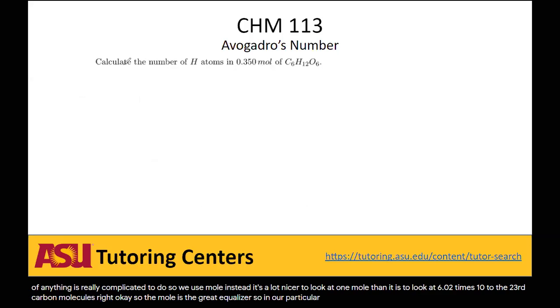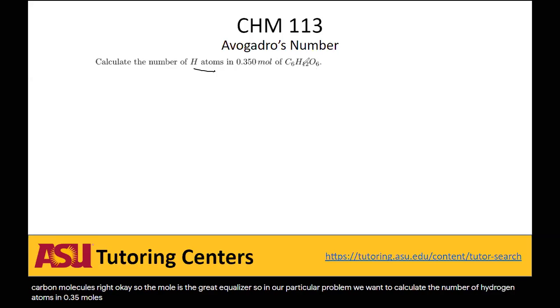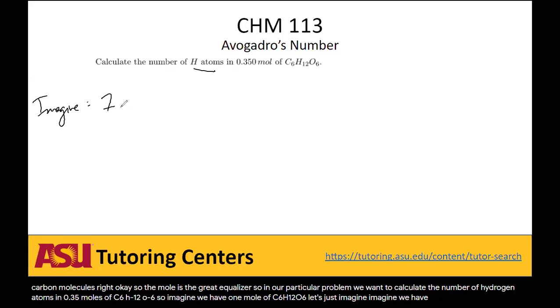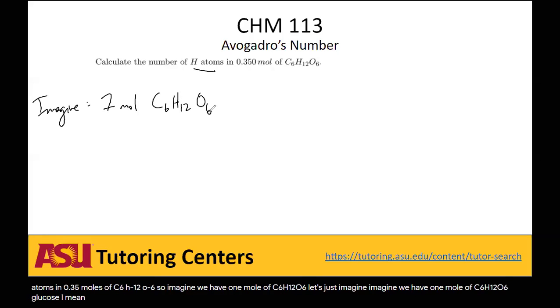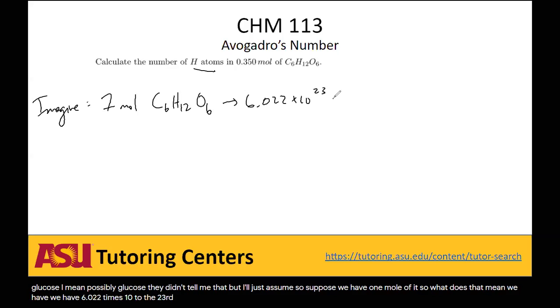So in our particular problem, we want to calculate the number of hydrogen atoms in 0.35 moles of C6H12O6. So imagine we have 1 mole of C6H12O6. Let's just imagine. We have 1 mole of C6H12O6, glucose. I mean, possibly glucose. They didn't tell me that, but I'll just assume. So suppose we have 1 mole of it. So what does that mean? We have 6.022 times 10 to the 23rd molecules of glucose.